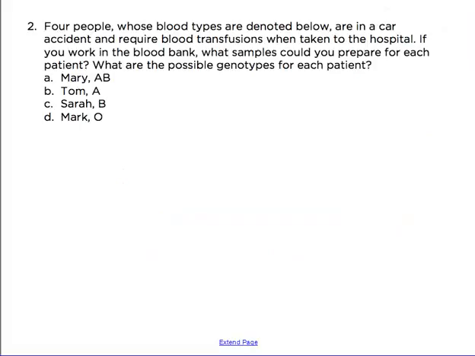Question 2. Four people whose blood types are denoted below are in a car accident and require blood transfusions when taken to the hospital. If you work in the blood bank, what samples could you prepare for each patient? What are the possible genotypes for each patient? So let's look at Mary first. She has an AB blood type.